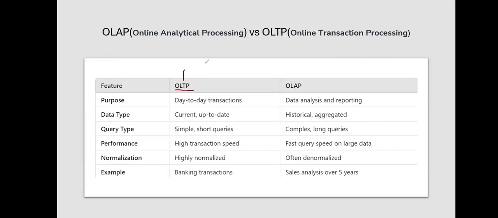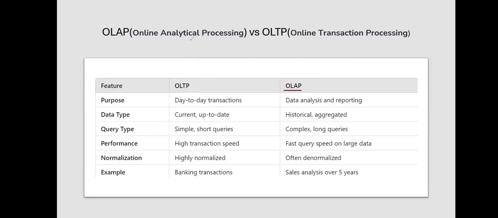OLTP, on the other hand, is the live transactional data, like your UPI, your bank, your order ID table in Amazon, your Facebook, your Instagram mostly. Day-to-day transactions are happening and it is current, it is up to date. You have to write simple and short queries. The transaction speed is very, very high.